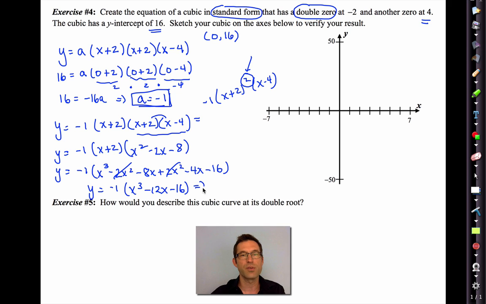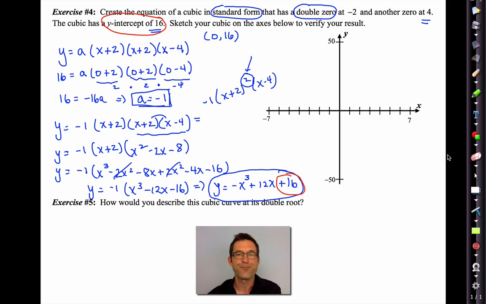We're almost there. We just need to multiply through by the negative 1. So we'll get y equals negative x cubed plus 12x plus 16. Good thing we had plus 16 there, right? Because we were told we had a y-intercept of 16, so it's good that it turned out that way.